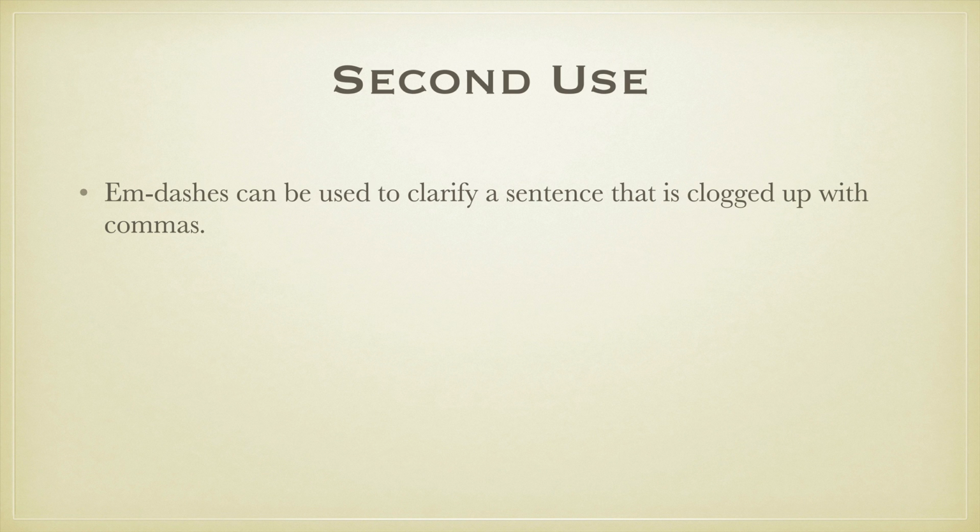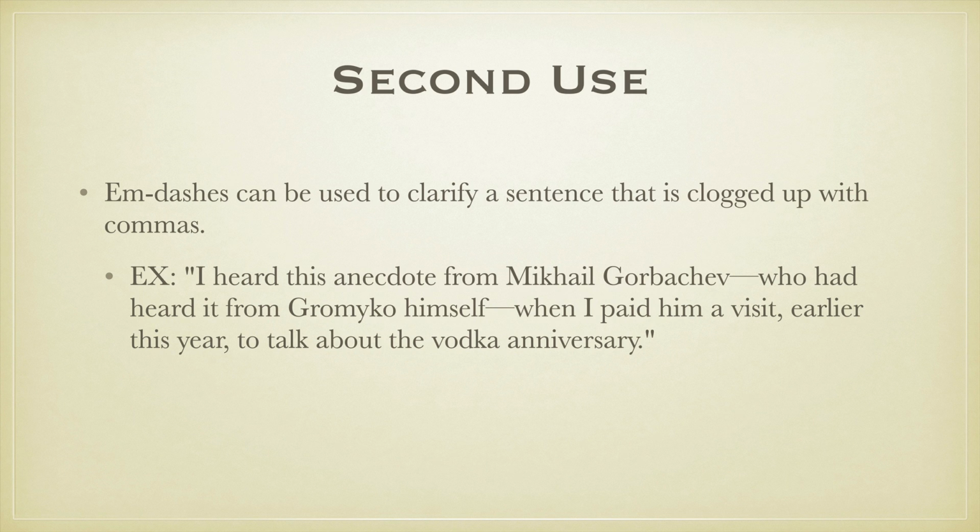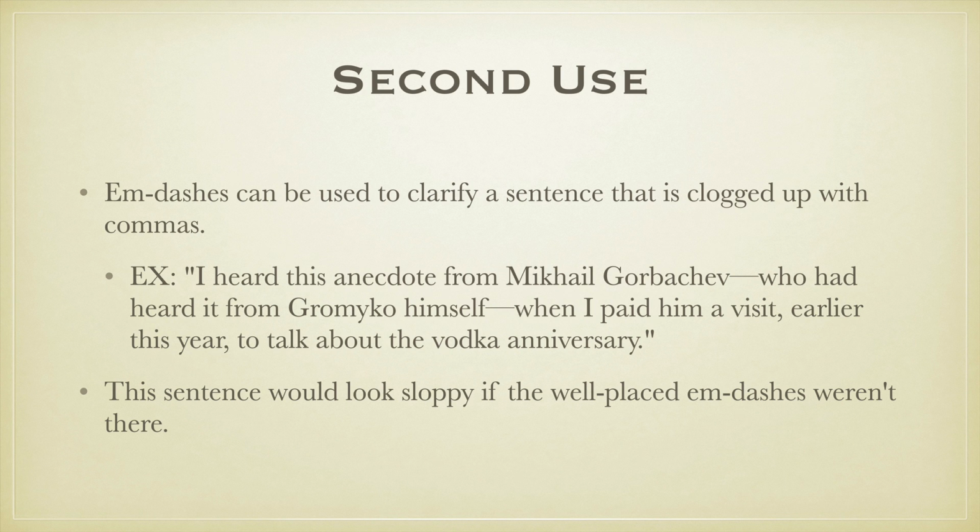Second use. Em dashes can be used to clarify a sentence that is clogged up with commas. Example. I heard this anecdote from Mikhail Gorbachev—who had heard it from Gromyko himself—when I paid him a visit earlier this year to talk about the vodka anniversary. The sentence above would look sloppy if the well-placed em dashes weren't there. And we don't want sloppy sentences.